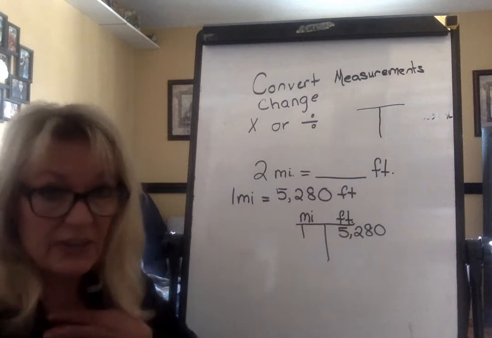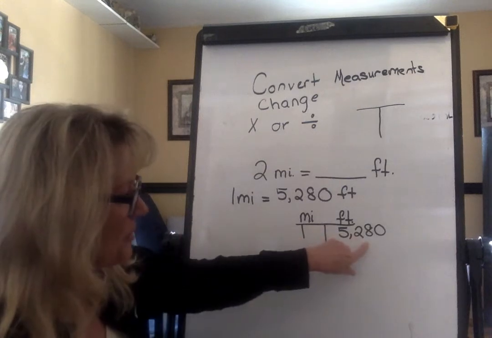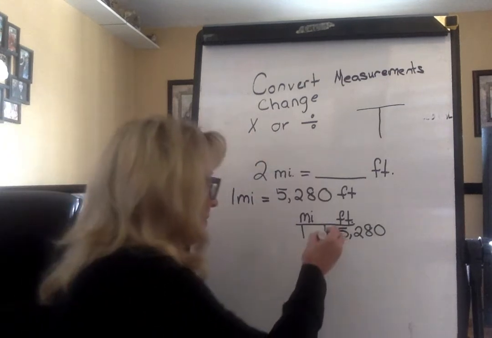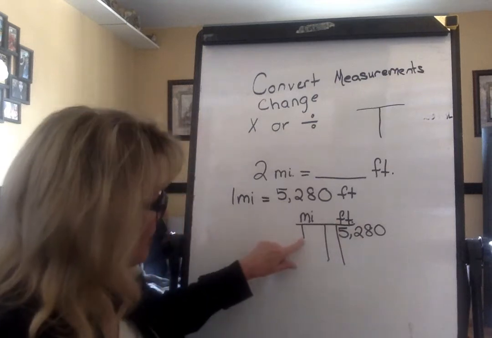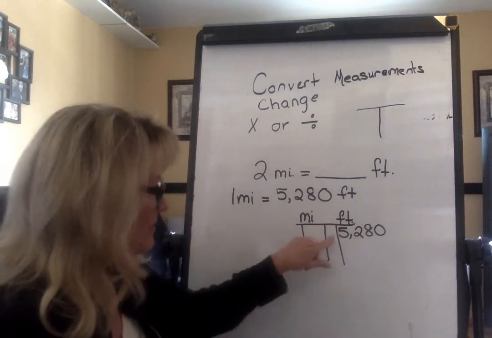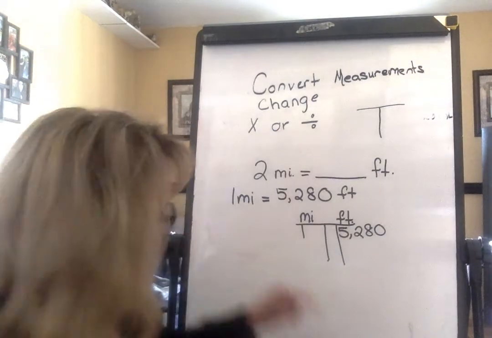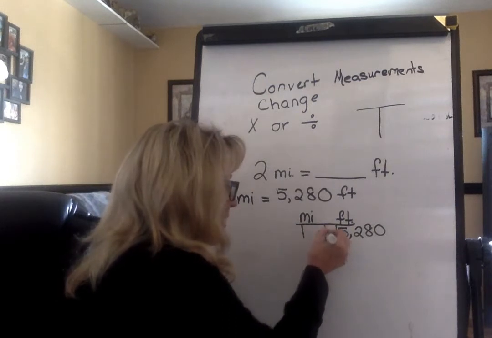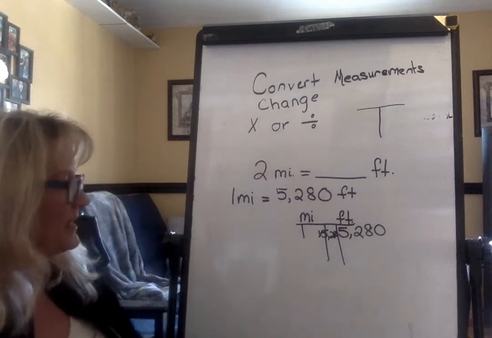All right, here's what I know. Because I put in a 1 and I got out a much bigger number, that tells me I had to multiply to get that. So I know that I've got to multiply whatever I put on the miles side times something that would give me that. Well, 1 times anything is itself. So I know that I have to multiply by 5,280 feet. That's really messy there.